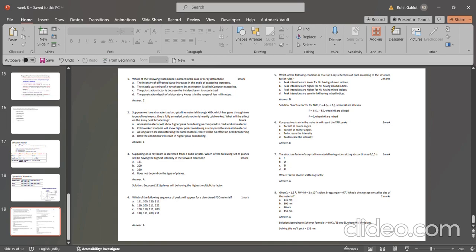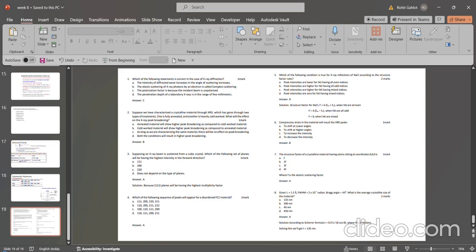stresses. Okay, and then the third question: supposing an X-ray beam is scattered from a cubic crystal, which of the following sets of planes will have the highest intensity in the forward direction? The answer will be 1 1 1, because the 1 1 1 plane will have the highest multiplicity factor. Because if we see 1 1 1, it will be 1 1 1, 1 bar 1 1, then 1 1 bar 1, 1 1 1 bar. So therefore this will be the highest multiplicity factor.